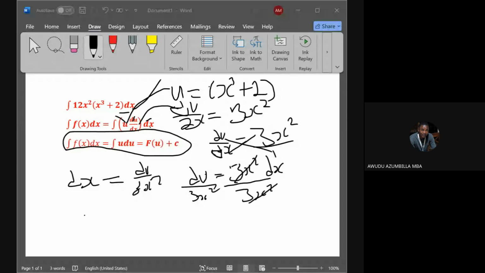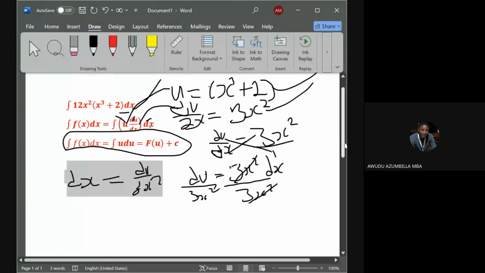So I have my du, I have my x. So I have my u here, I have my du dx here, and I have my dx here. So I will now substitute them back into the function and see what I'm going to get.